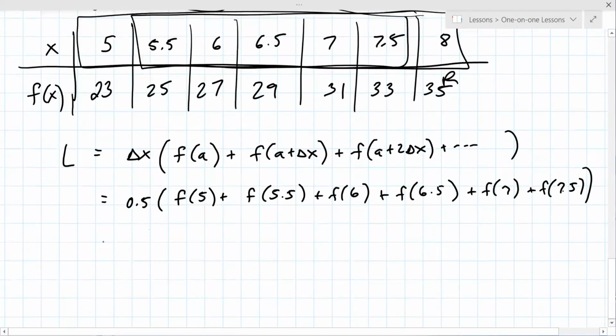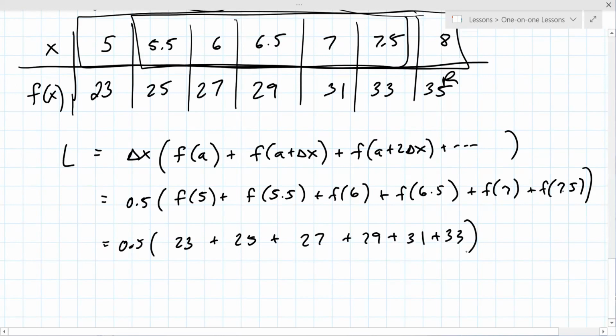Are these like partial sums? No, partial sums are for a geometric series or for series. Oh, okay. Yeah, this is totally different. So f of 5 is 23 plus f of 5.5 is 25 plus 27 plus 29 plus 31 plus 33. And then you multiply by 0.5 for your left sum.